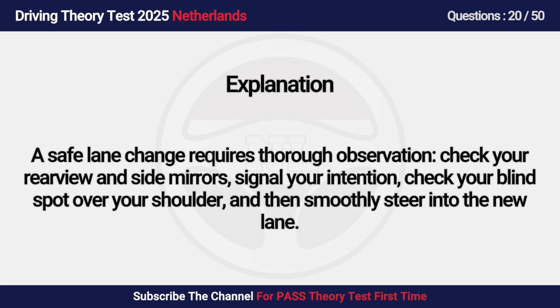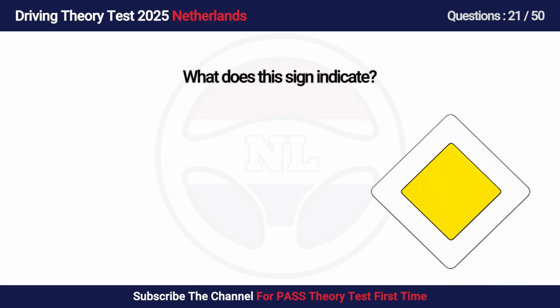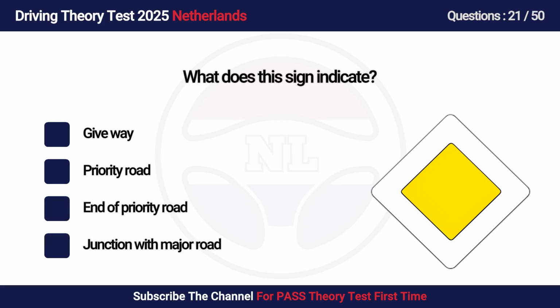A safe lane change requires thorough observation. Check your inside mirrors, signal your intention, check your blind spot over your shoulder, and then smoothly steer into the new lane. Question 21. What does this sign indicate? A. Give way. B. Priority road. C. End of priority road. D. Junction with major road.